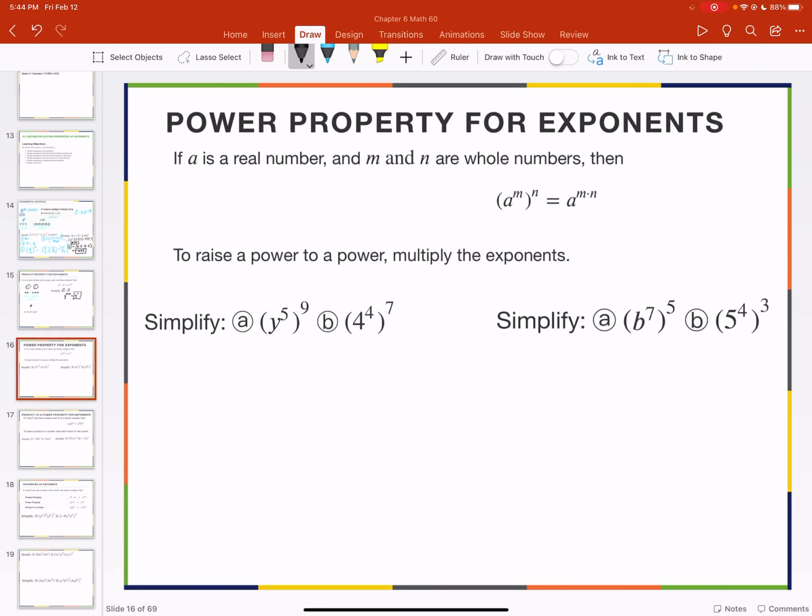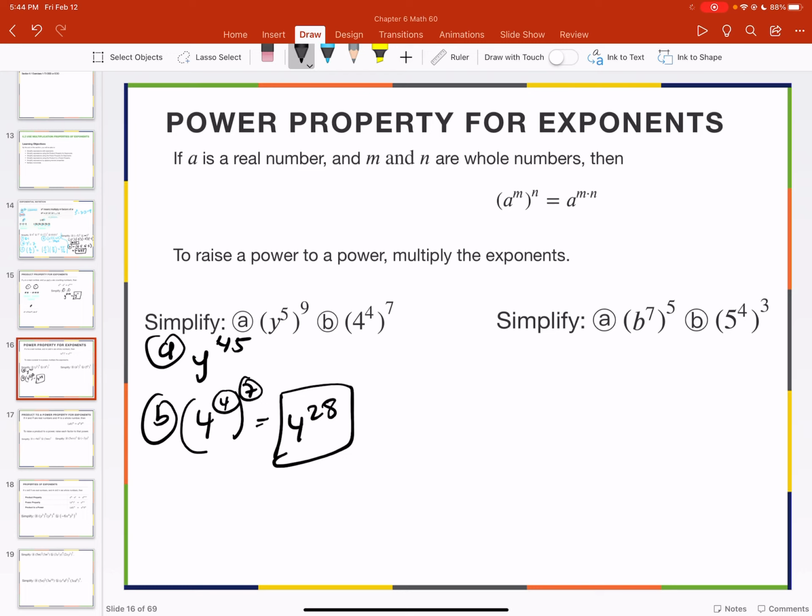Then the power property is when you raise a power to another power, you multiply the exponents. So let's say here we have y to the power 5 raised to the 9th power. That's going to be y to the 5 times 9, so y to the 45th power. And then here you have 4 to the power 4 raised to the power 7. So I'm going to multiply the exponents here, and that's going to be 4 to the 28th power.